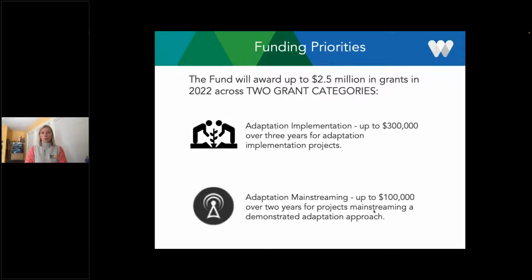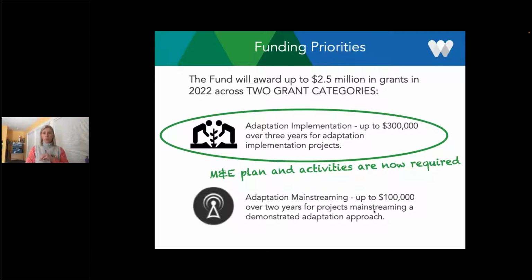Something else that's new about our program is that within the adaptation work we're funding, we now require projects to include a monitoring and evaluation plan and activities during their 3-year grant period. Since the beginning of the grant program, we've always had an interest in and tried to encourage monitoring and evaluation of the projects we were supporting, but never until last year did we require that every project have a monitoring and evaluation plan. We would ask questions in our application about your intentions with respect to monitoring and evaluation, but now we actually require it.